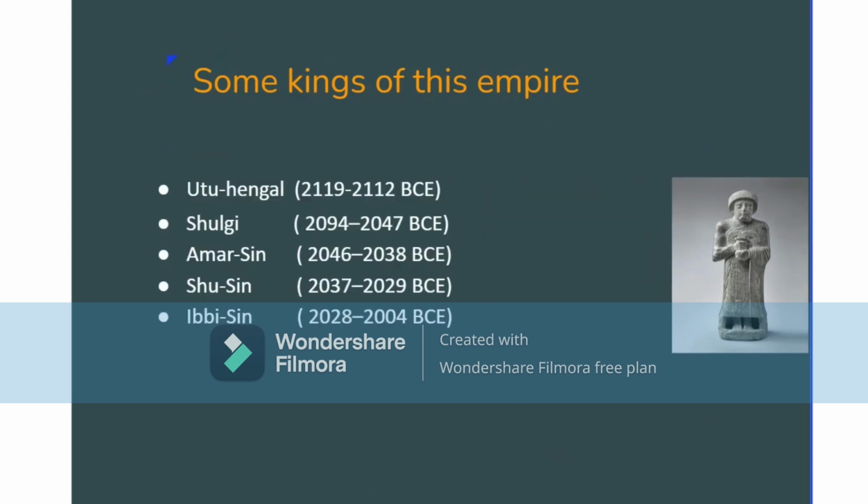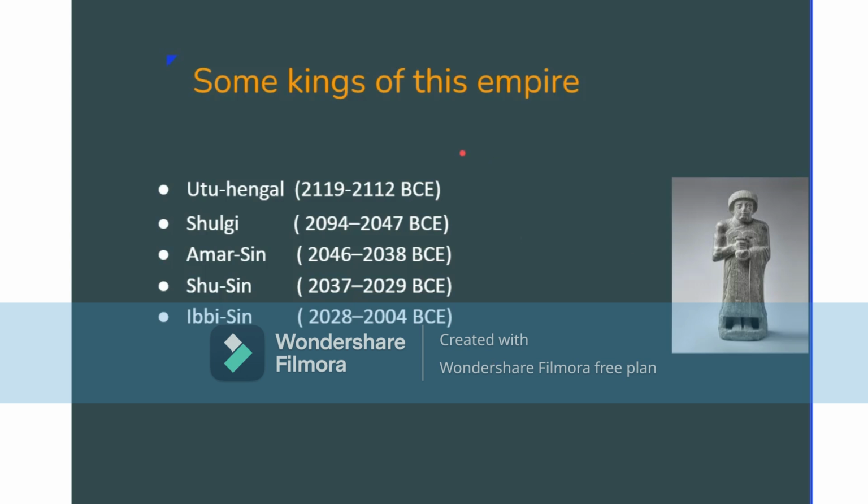First comes Utuhengal, who ruled from 2119 to 2112 BCE. Then came Shulgi from 2094 to 2047 BCE. Then Amarsin from 2046 to 2038 BCE. Shushin from 2037 to 2029 BCE, and Ibisin from 2028 to 2004 BCE.